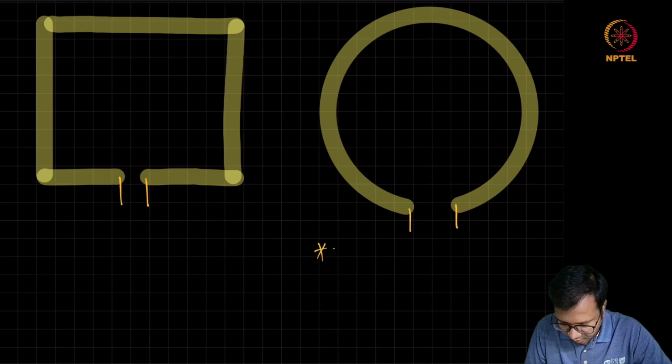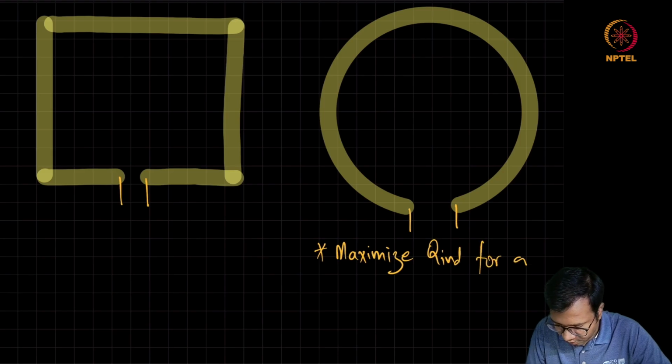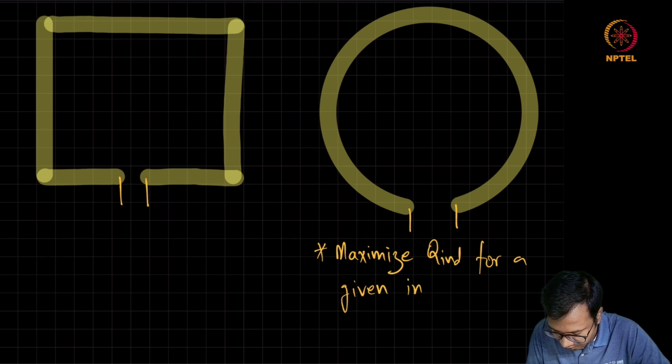So we have seen that we'll maximize quality factor for a given inner area, or I can just call it for a given inductance value.